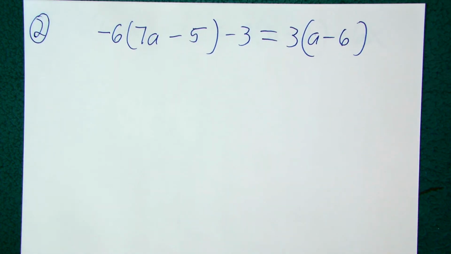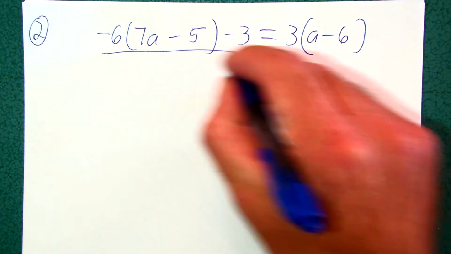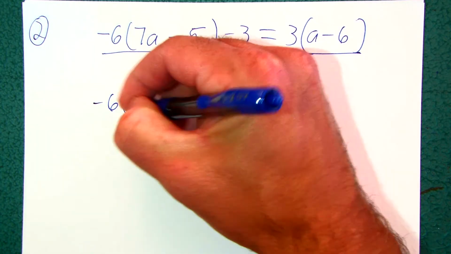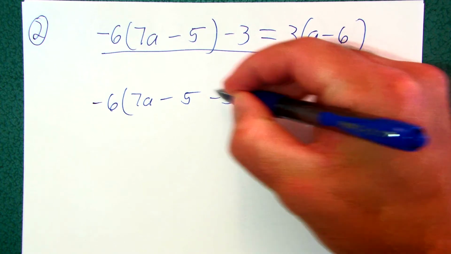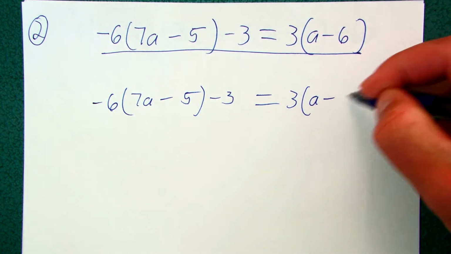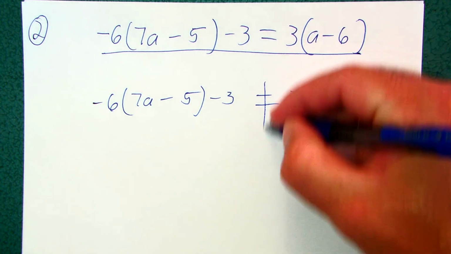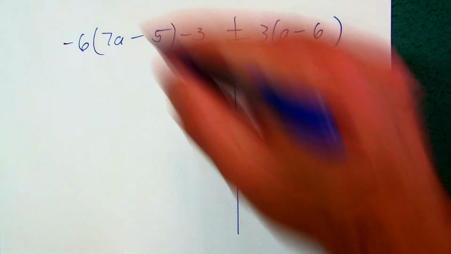All right, so next up here, same kind of deal. You do have parentheses on both sides. So our first job here is going to be to get rid of these parentheses. So everybody will see the original up there. So draw a line through the equal sign so you know what's on the left, what's on the right. Take care of your distributive property.